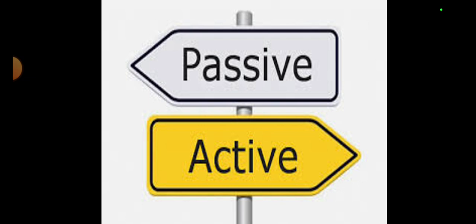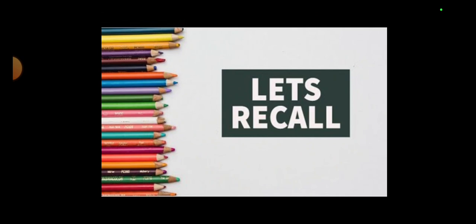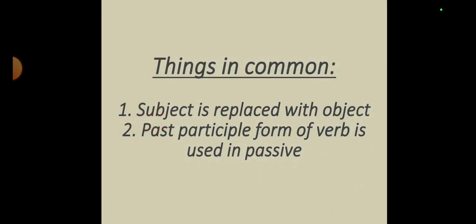But before that, let me make it clear to you that there are a few things that are common while changing the voice from active to passive. Just recall to your mind what are those things. Especially those things are in two ways. First, we change the place of subject with the object, right? This happens in every tense. Secondly, we use the past participle form of the verb while changing the voice from active to passive.